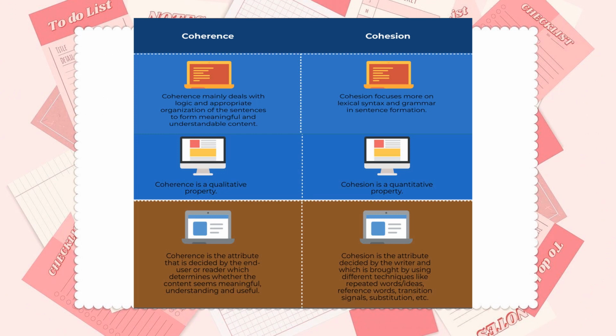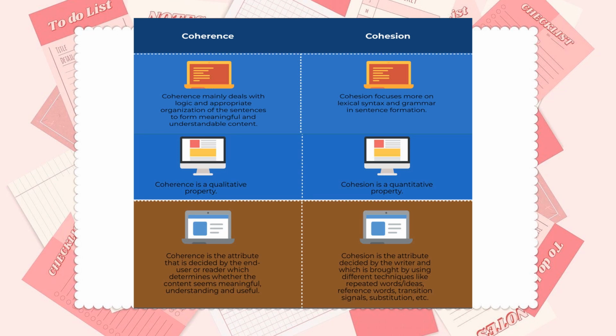And here is to further elaborate the difference of the two. Coherence mainly deals with logic and appropriate organization of the sentences to form meaningful and understandable content. While cohesion focuses more on the lexical syntax and grammar in the sentence formation. Coherence is more a qualitative property, while cohesion is the quantitative property.